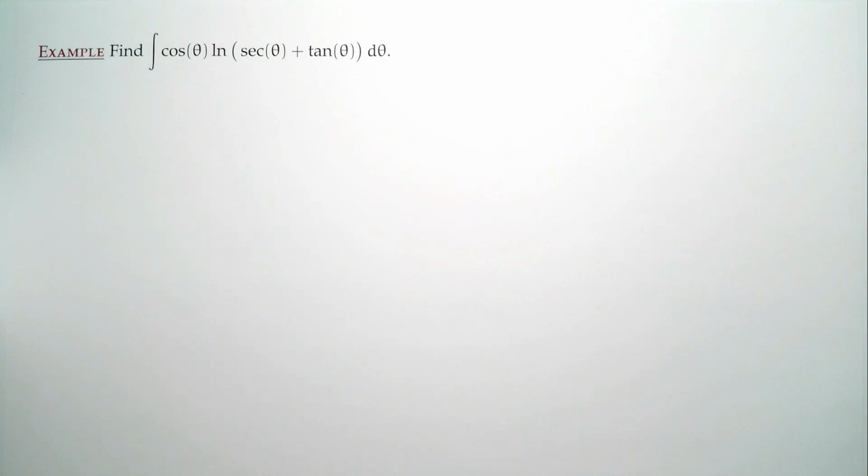We have cosine theta. It's multiplying by log secant plus tangent. So we see a product. So we're thinking, ooh, it might be parts. But then we start thinking, where have we seen log of secant plus tangent before? It's not just random.